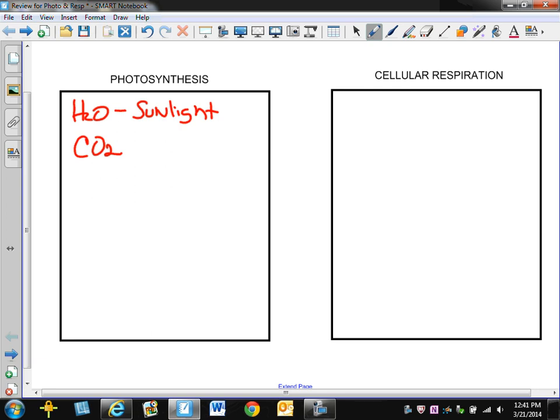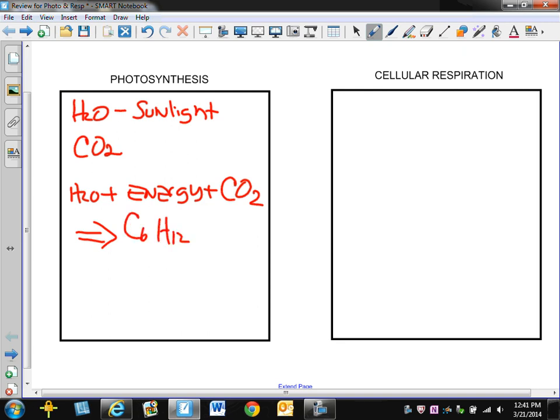Yeah, we've got H2O plus energy plus CO2 yields. Okay, so what do we get out of this? What do we get? C6H12O6, good, plus O2, excellent. Okay, we just wrote the equation for photosynthesis.